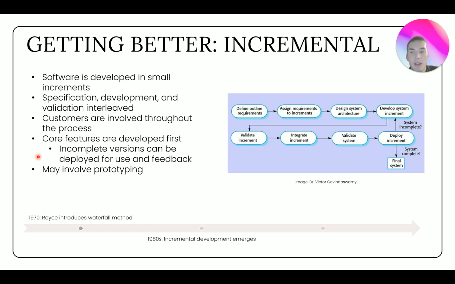So customers can get their hands on an early alpha or beta version of the product and give the developers feedback. And this may involve prototyping. So like we talked about, putting things in the hands of users. And so what this is going to do is it's going to address the lack of customer involvement and some of the rigidity of the waterfall method, but it's not the best we can do.